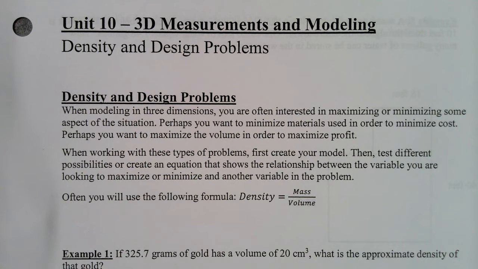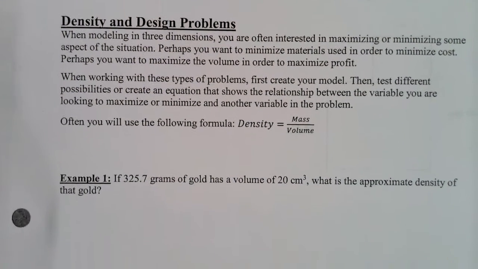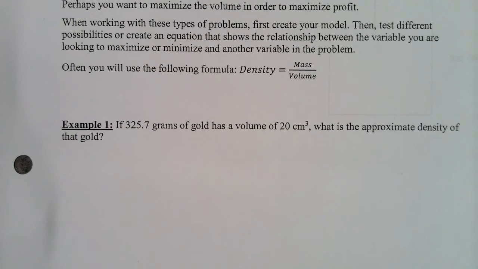When working with these types of problems, you are going to first create your model. Then you're going to test different possibilities or create an equation that shows the relationship between the variables you are looking to maximize and minimize and another variable in the problem. Often we will use the following formulas. So this is the formula we're going to use for the first 2 examples. Density equals mass divided by volume.